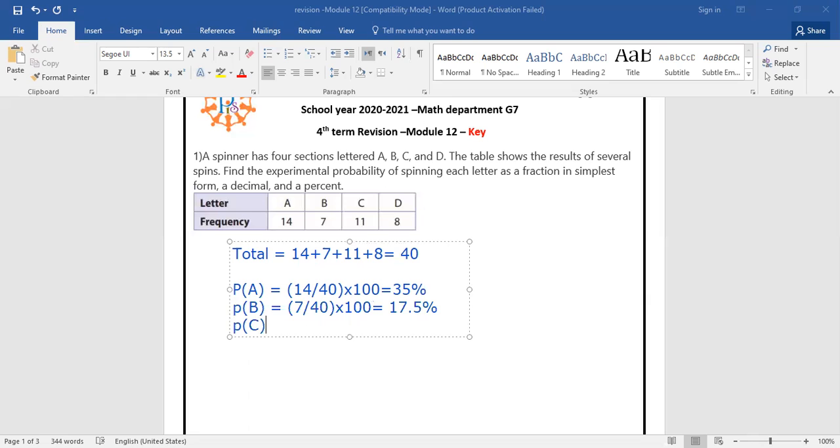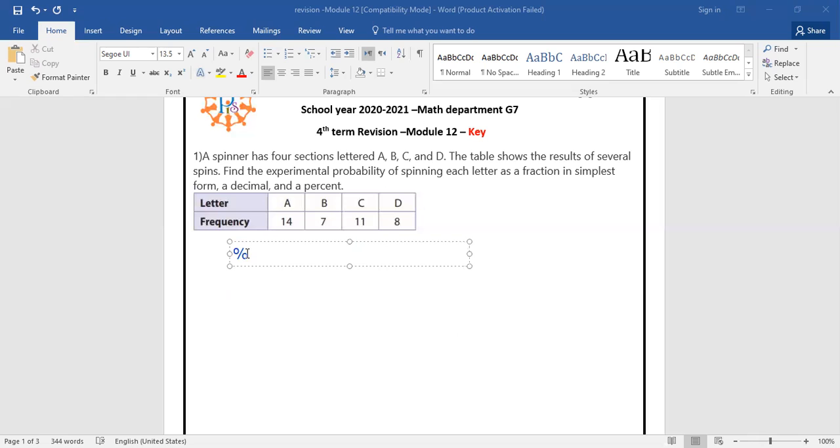It will be 27.5. How did you find it? 11 over 40 multiply by 100 equals 27.5. Very good. And D will be 20%. Thank you, Adam. Okay, very good, grade 7.